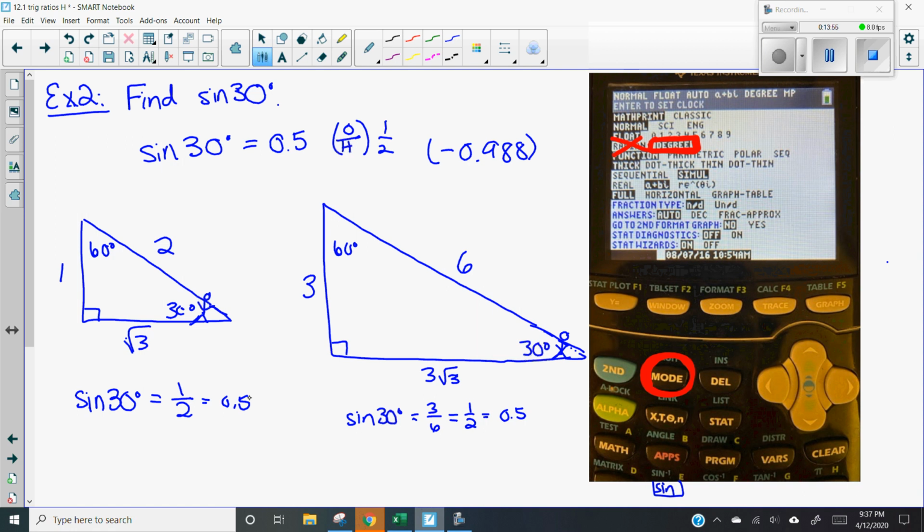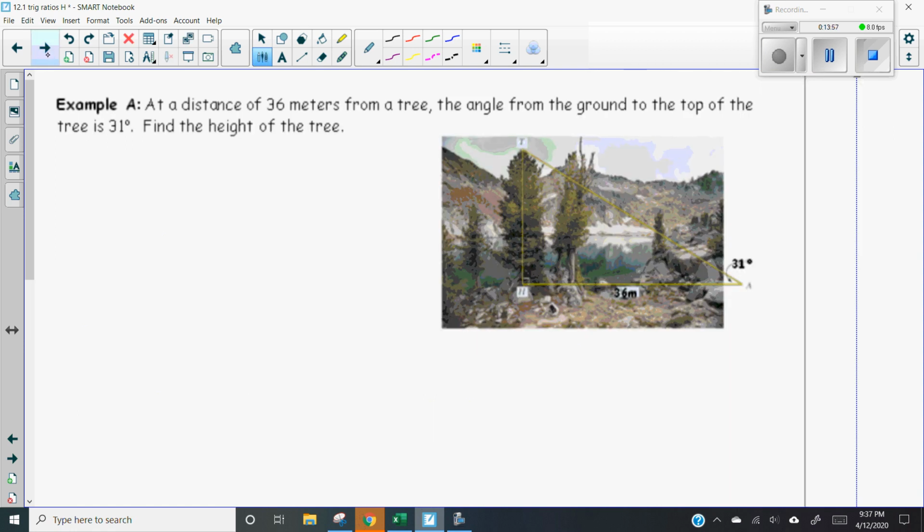Let's look at an example here. If you need to take a second and write this down, go ahead and pause. A distance of 36 meters from a tree. So let me draw a little triangle here. I don't know if you can read that. That says 36 meters. So 36 meters from the tree, an angle from the ground to the top of the tree, that's this right here, is 31 degrees. Find the height of the tree.